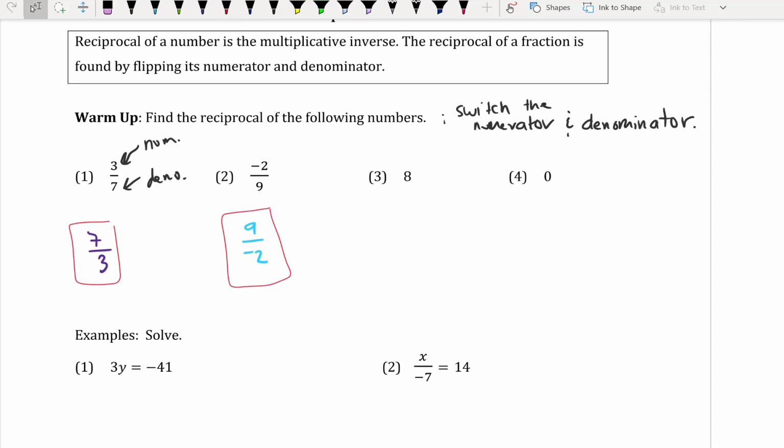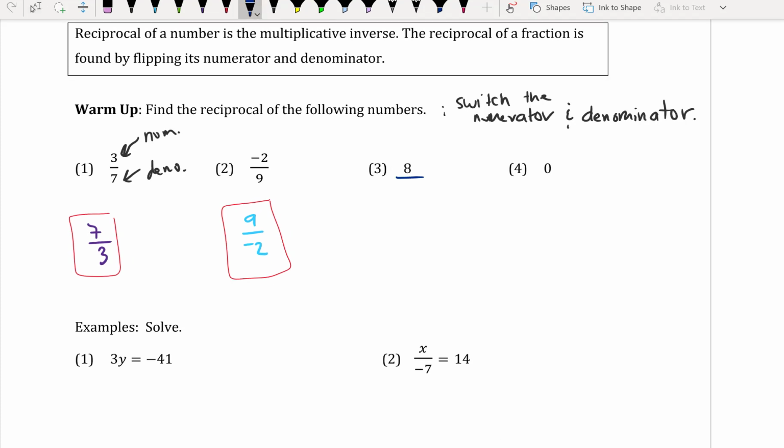For number 3, what's going on is that even though you don't see it, this really has a denominator of 1. So my numerator is 8, my denominator is 1. So the reciprocal would be 1 over 8.